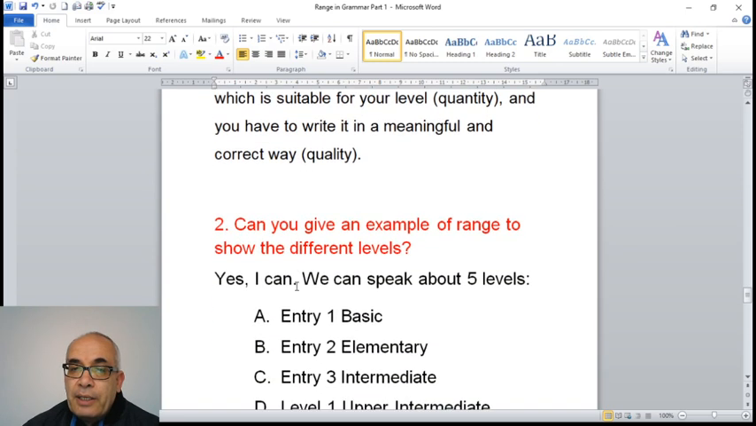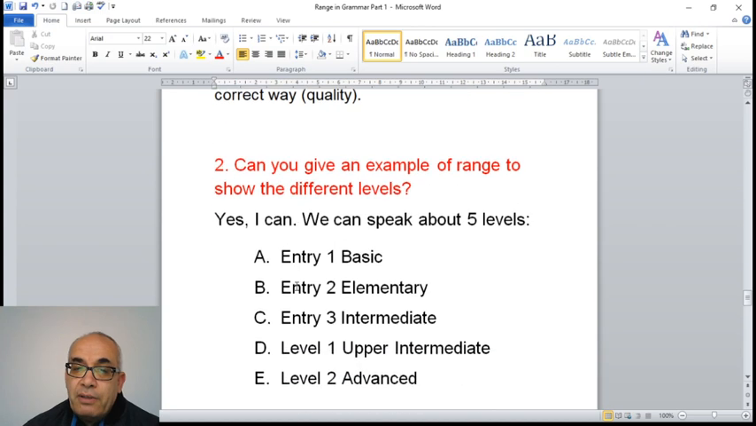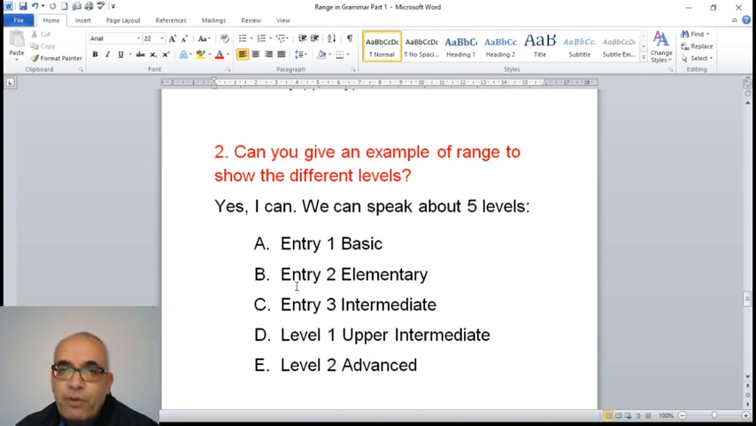Now, can you give me an example of range to show the different levels? Yes, of course, I can give you. This is your question for me. We can speak about 5 levels. Entry 1, basic. Entry 2, elementary. Entry 3, intermediate. Level 1, upper intermediate. Level 2, advanced. Of course, in the UK, if we say entry 1, people understand. But in some countries, they don't use entry 1, they say basic. But entry 1 and basic are the same level. Just the words are different. The same, if you say I am entry 2 or if you say I am elementary, it's the same level. But the words are different from one country to another.